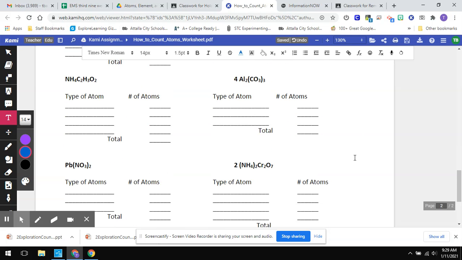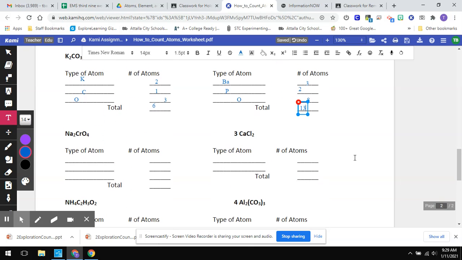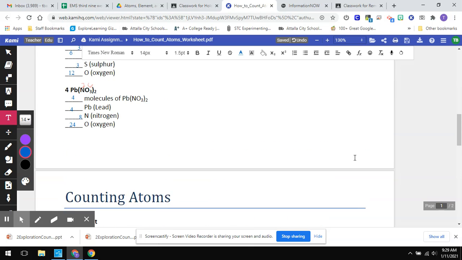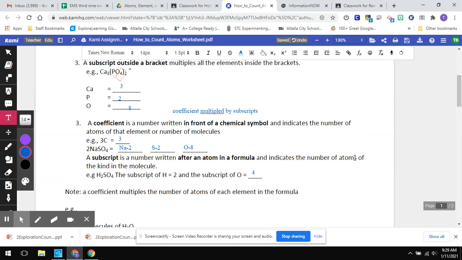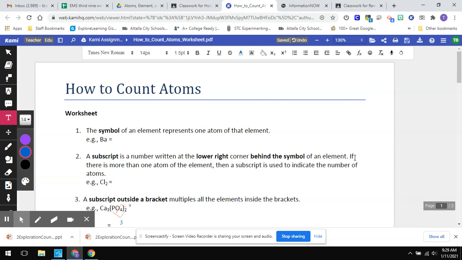So this assignment is going to get posted for you guys to do. Of course, I've done the majority of them for you, but you should be able to complete the rest of this in order to get this turned into me. And I will be posting a few other practice sheets to give you a little more practice prior to us jumping into balancing chemical equations.